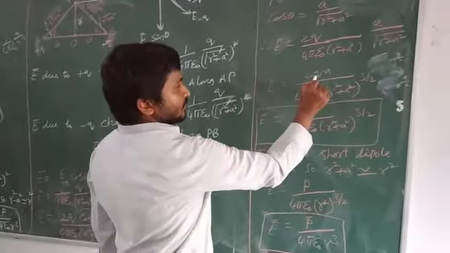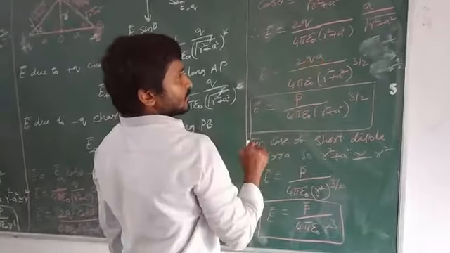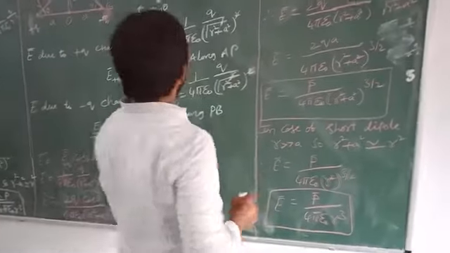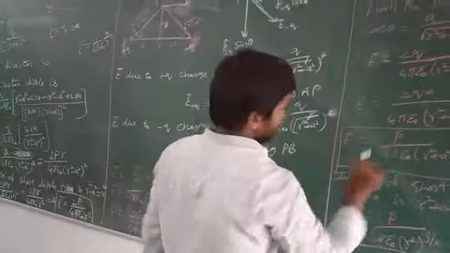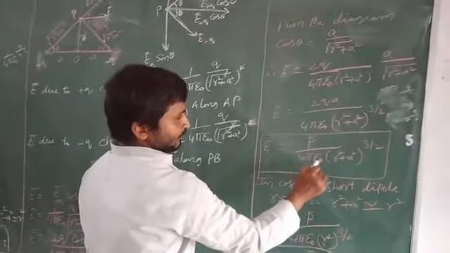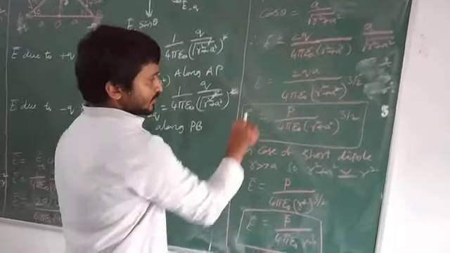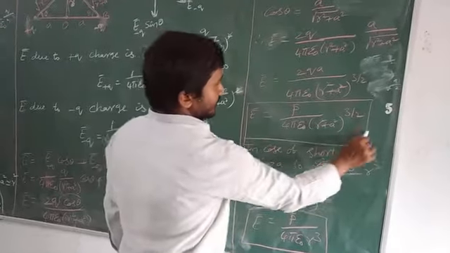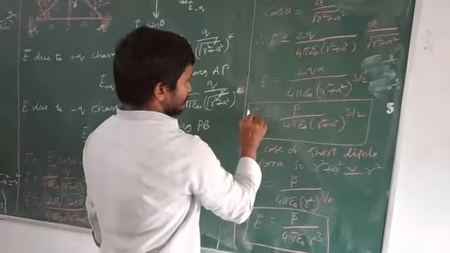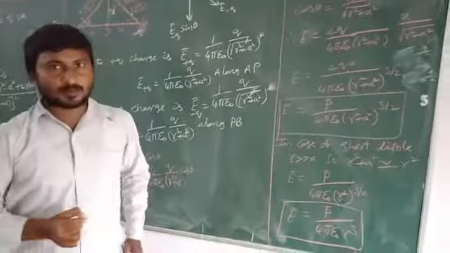We know that product of charge and distance, q into 2a, is electric dipole moment p bar. Therefore E bar equal to p bar by 4 pi epsilon naught (r square plus a square) whole to the power of 3 by 2. This is the expression for intensity of electric field on the equatorial line of electric dipole.